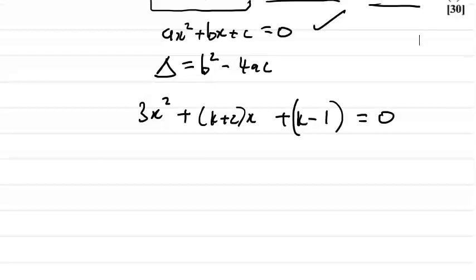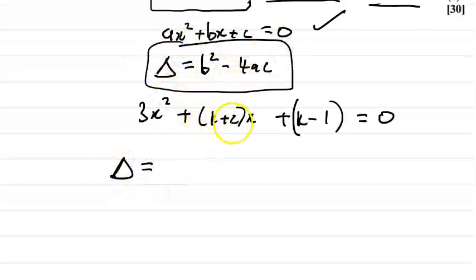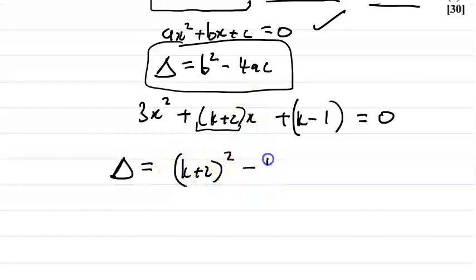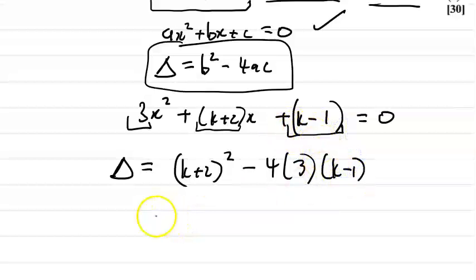Therefore, now we can work out delta, our discriminant. Delta equals b squared minus 4ac. So now your b value will be that k plus 2, so it will be (k plus 2) all squared minus 4. My a value is 3, and my c value is positive k minus 1. So it will be (k minus 1).